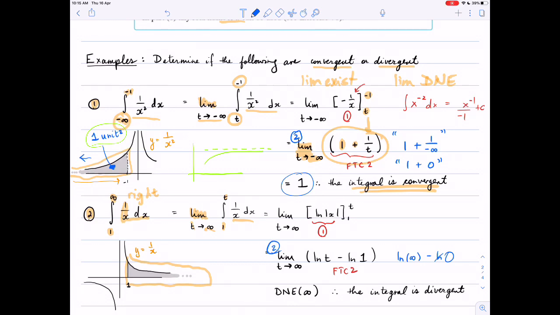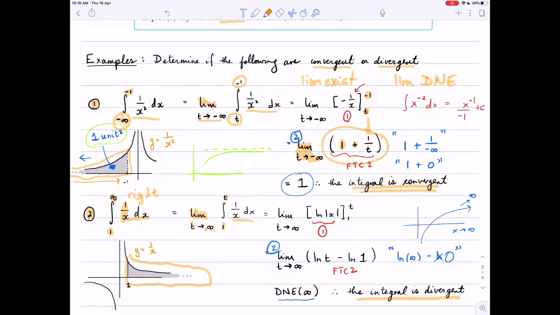Ln of infinity, how do you think about that? You have to know the logarithm graph. As x goes to infinity, what happens to the logarithm graph? It also grows very, very slowly. This, again, is a thought process, so let me put that in quotation marks. But ln of infinity means that this limit is going to infinity, so the limit does not exist. And if the limit does not exist, the integral is called divergent.